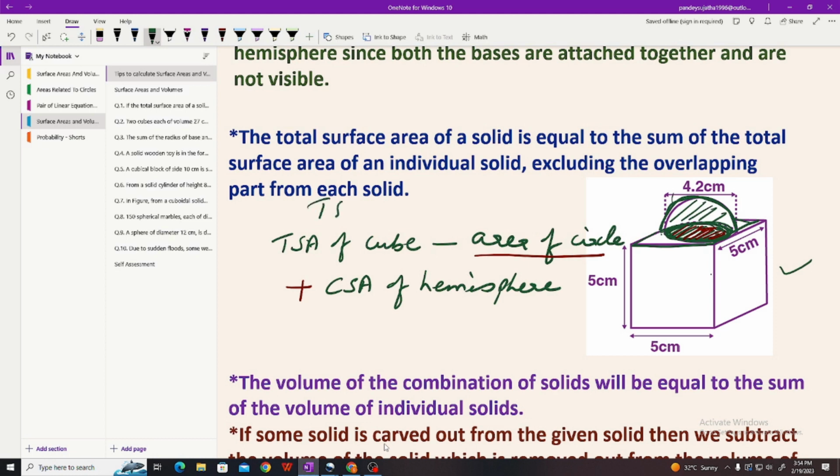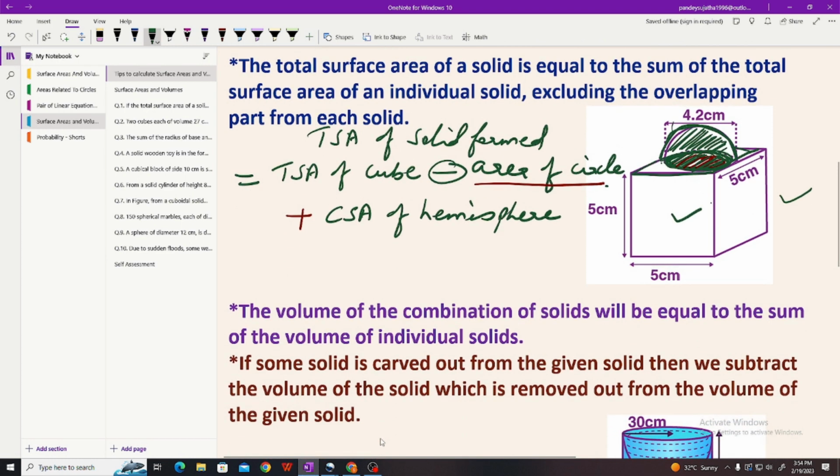So the total surface area of the solid formed will be equal to total surface area of cube. From that we will subtract the area which is overlapping, that is area of circle to be subtracted, plus curved surface area of hemisphere that is visible to our eyes.